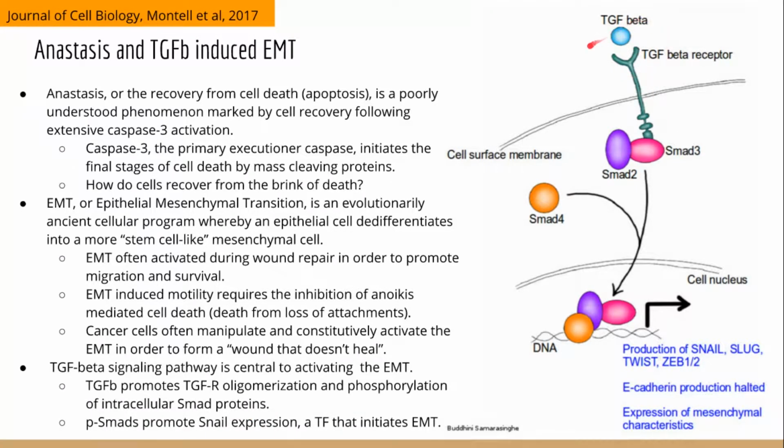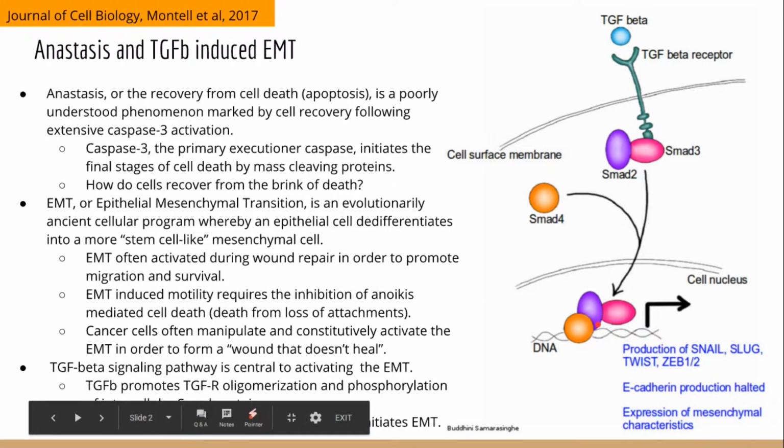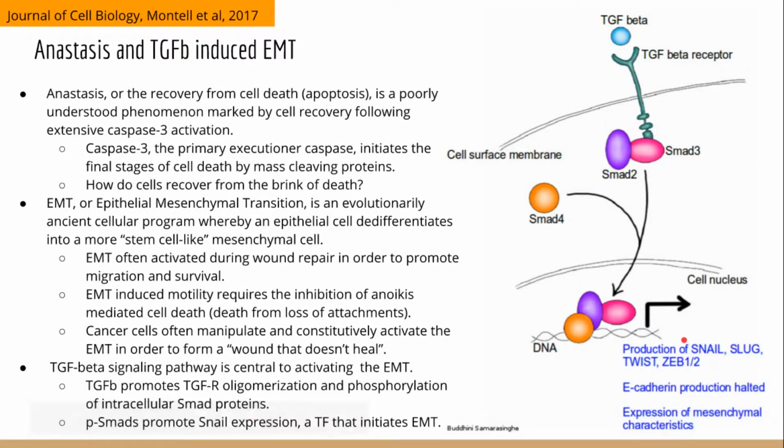This TGF-beta receptor is a serine threonine kinase that, when bound to TGF-beta right here, will oligomerize and begin phosphorylating intracellular proteins. The primary targets of the TGF-beta receptor are of the SMAD class, so these SMAD proteins. When SMAD2 and 3 get phosphorylated, they translocate to the nucleus, along with this super important co-SMAD that allows nuclear translocation. And when they get into the nucleus, they activate gene expression. Important for this paper is snail. We see snail right here.